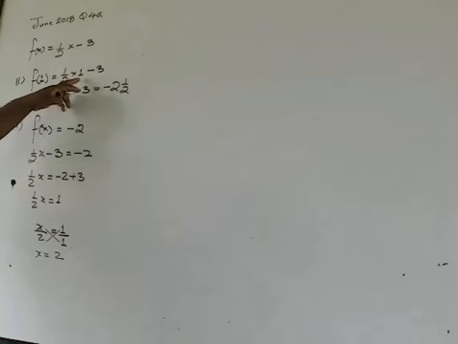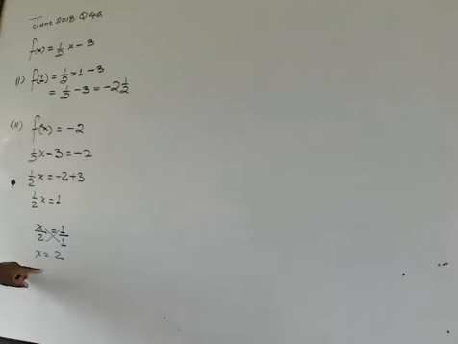If I put 2 here, a half of 2 would be 1. What is 1 minus 3? So the value of x for which f of x is equal to minus 2 is x equal to 2.